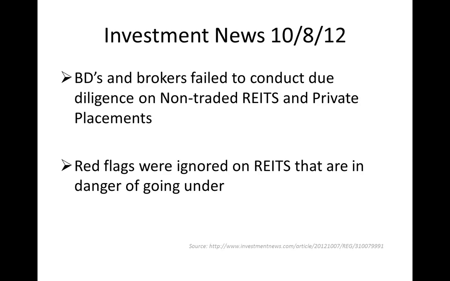So why do you think BDs and brokers are ignoring the red flags on REITs? Why do you think they're ignoring the red flags on money? Right, Dale, what do you mean by money? How much money, what's the commission on these things? High or low? What's the commission on REITs, guys? If you don't know, it's high. It's one of the highest types of investments you can get commission-wise. That's why they're ignoring it.